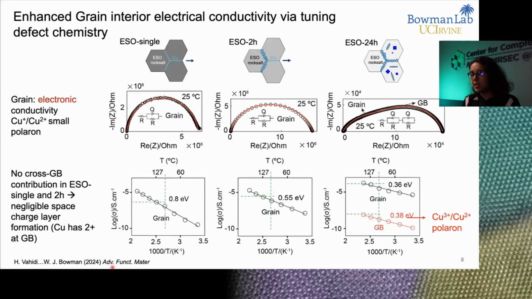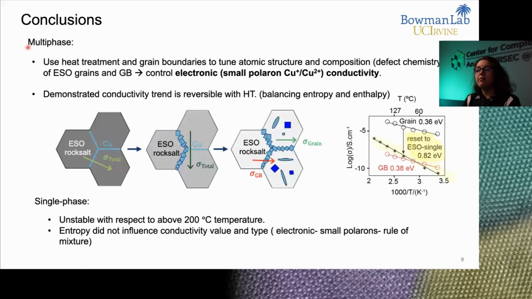So essentially what we show in this study is that when you have a multi-phase sample, you can use heat treatment, and you can use your grain boundaries as a reservoir or as an area where you can create these new phases, change the defect chemistry of your grain boundary, and then go ahead and tune your properties inside of the grain. We also show that conductivity in this material, similar to the phase transformation, is actually reversible.